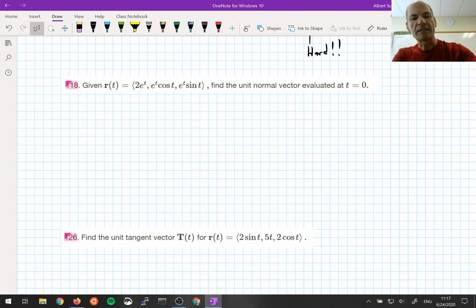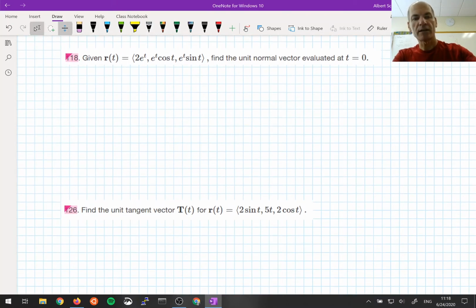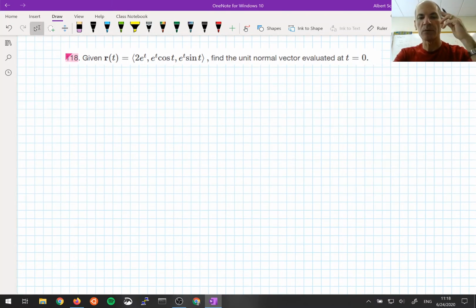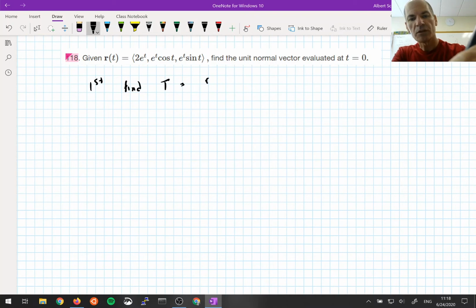All right, in problem 118, we're given this trajectory, and we're asked to find the unit normal vector. This is going to be a bit of a challenge. There's some work here, and I want to show you that you can't really shy away from the work. When I'm asking you to do these things by hand, I want you to grind it out. So to find the unit normal vector, we first need to find the unit tangent vector. We need to find T, and we'll recall that T is r prime over the magnitude of r prime. So we've got to do some of that work first.